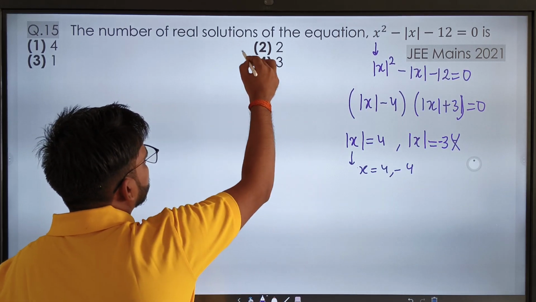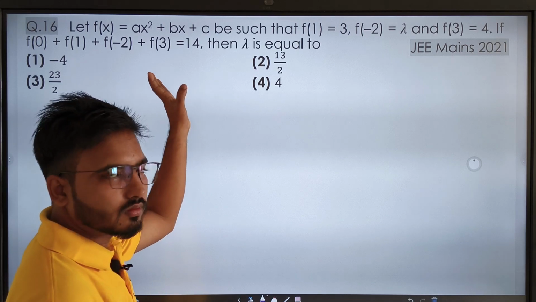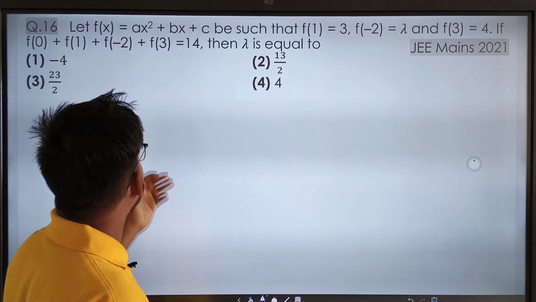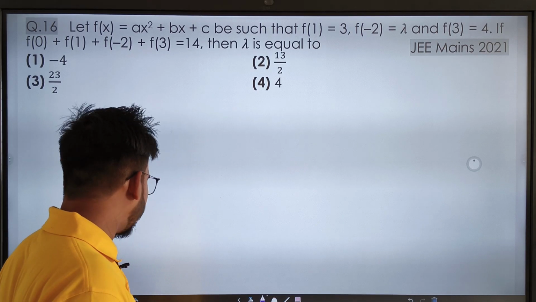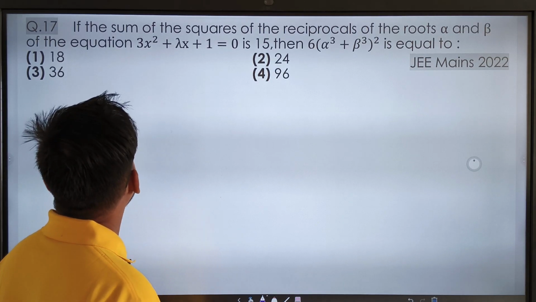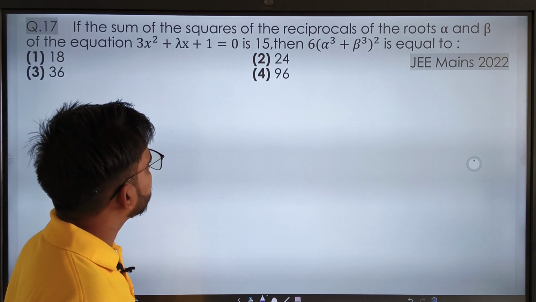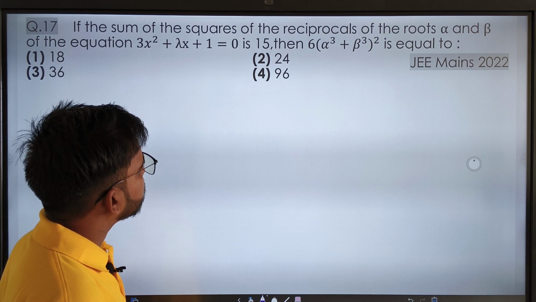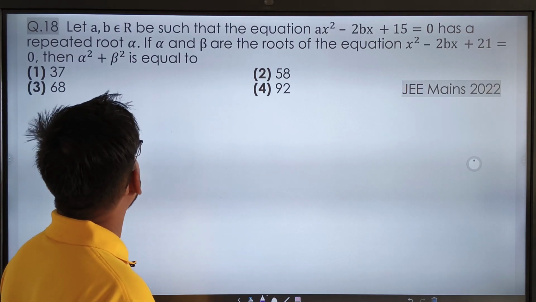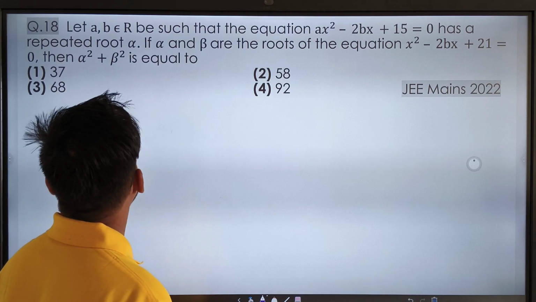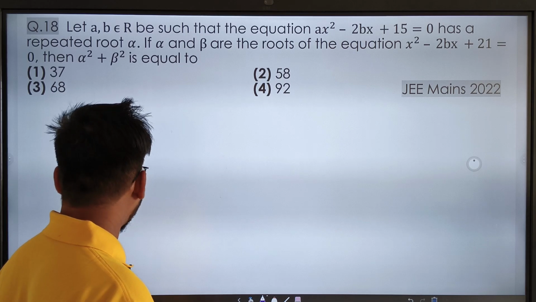The number of solutions is going to be 2. It is also just that you need to put in the values and try to simplify it, not a big deal. Question 17: the sum of the squares of the reciprocals of the roots alpha and beta of the equation is 15. You can also try to solve. Let alpha and beta be the roots of the equation. It is also a similar kind of problem.